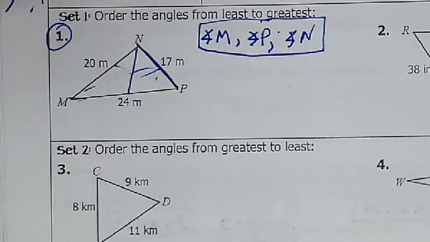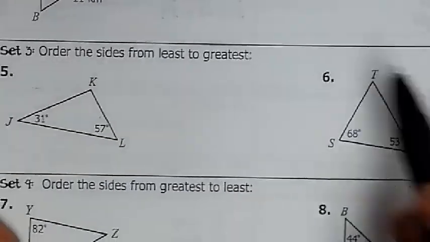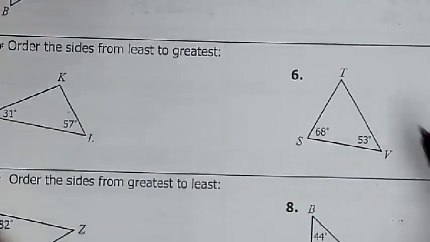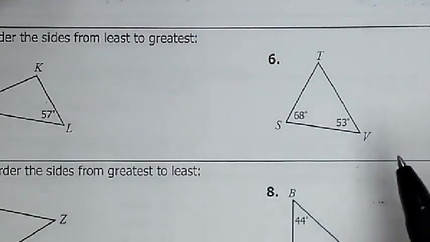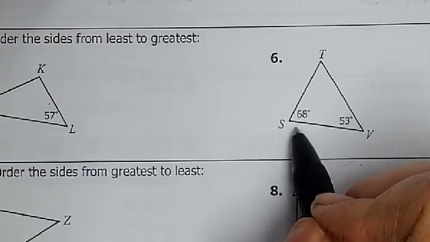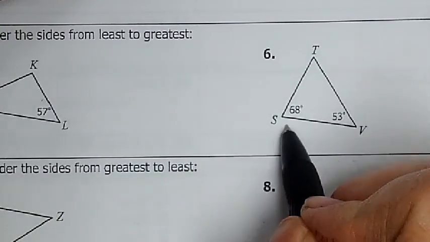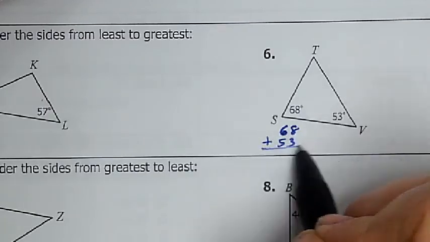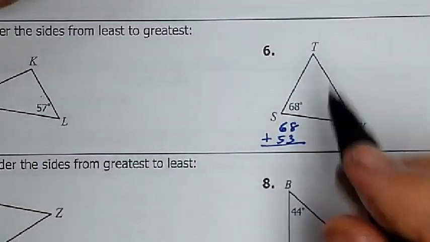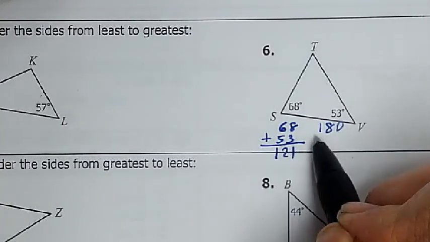This is the last one I'll do with you. They want to put the order of the sides from least to greatest, but here's a problem. They give you 2 angles. You've got to find the third angle. To find the third angle, you have to know that the 3 angles inside a triangle add up to 180. That's from Tuesday. So 68 plus 53 is 121. If you take 180 minus 121, that gives you 59. You found this angle to be 59.